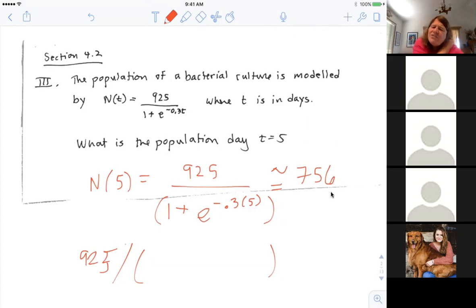Everybody feel okay about using the exponential stuff on this? Are you okay with that? All right.